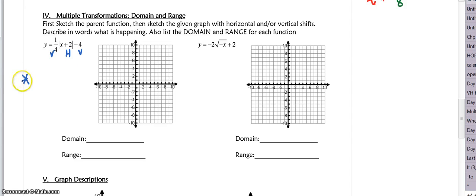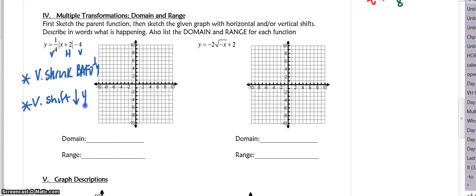There are 2 vertical transformations. Remember, you have to do the multiplying ones first. So this is a vertical shrink, by a factor of 1/4. And then we're going to take this graph and vertically shift it down 4. And then there's 1 horizontal transformation. Oops, sorry about that. And the horizontal transformation is a shift, and we're going to go to the left 2.